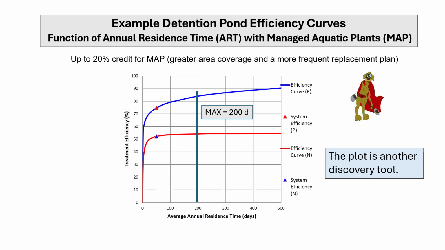Much like other visuals we've discussed, this plot serves as a valuable discovery tool within BMPFast. It enables you to visualize how annual pollutant removal efficiency varies as you adjust the annual residence time. This particular example depicts a pond designed with a littoral zone, enhanced by the presence of these managed aquatic plants. Finally, observe that the maximum annual residence time shown for this specific curve is 200 days.